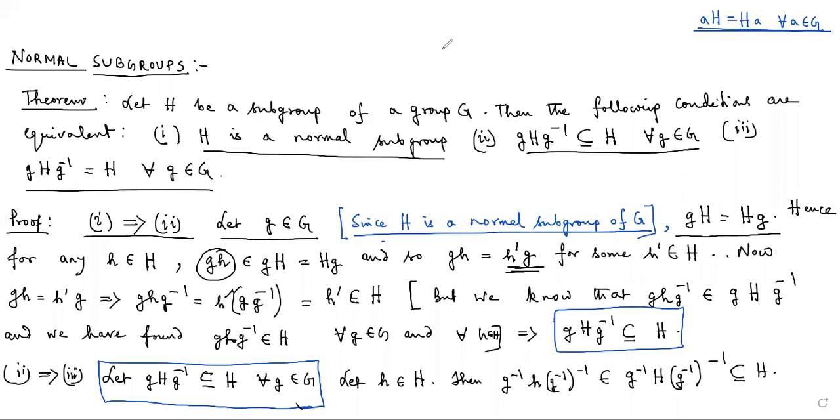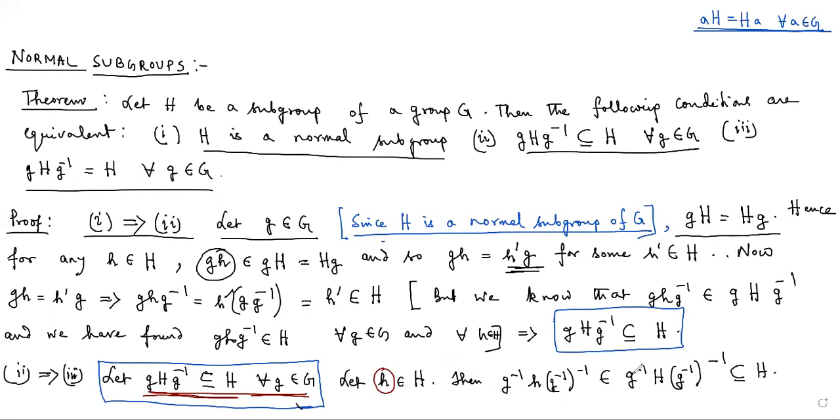Carefully observe what I have written. This is the set which is a subset of capital H, and it happens for all g belonging to capital G. We have considered an element h in the subgroup capital H. Now, as it is written that this result holds for all g belonging to capital G, the inverse of g is also an element of capital G.